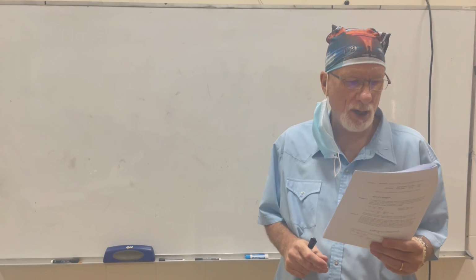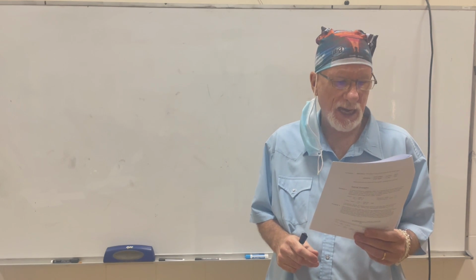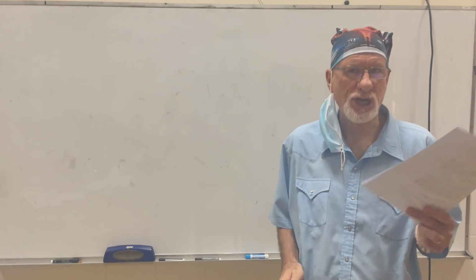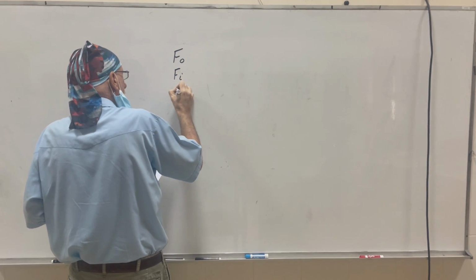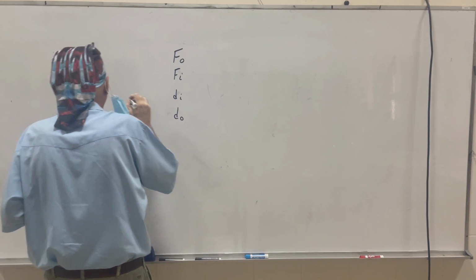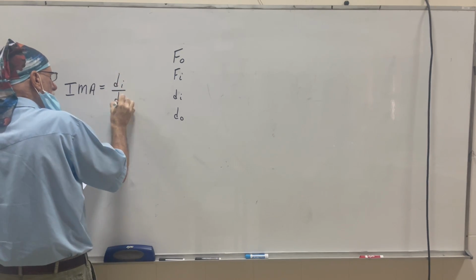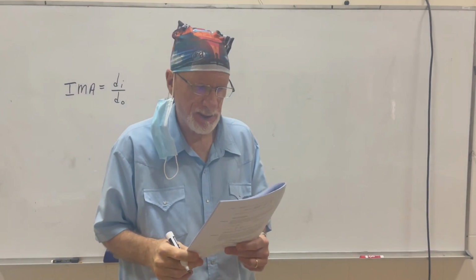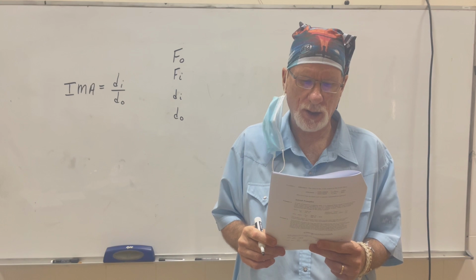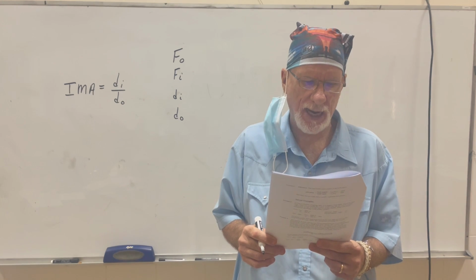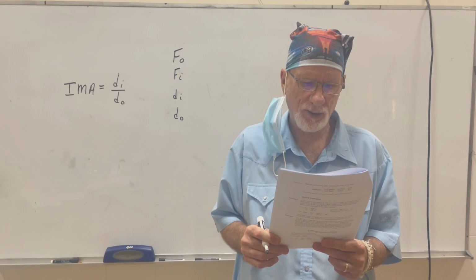Okay, a jack screw with a handle of 30 centimeters long is used to lift a car sitting on the jack. The car rises 2 centimeters for every full turn of the handle. What is the ideal mechanical advantage of the jack? Okay, so we have FO, FI, DI, DO, DI over DO. Let's see what they have. A jack screw with a handle of 30 centimeters long is used to lift a car sitting on a jack. The car rises 2 centimeters for every turn of the handle.